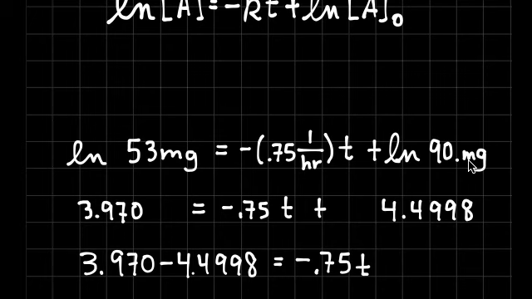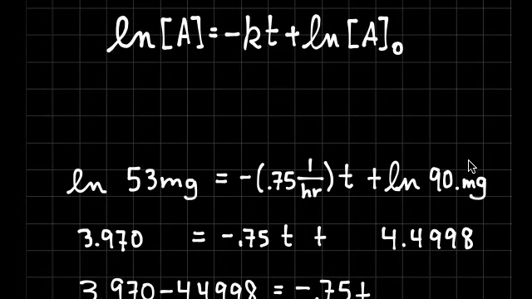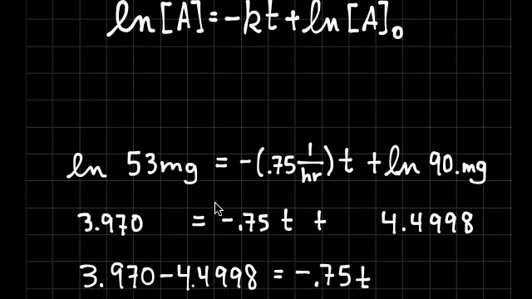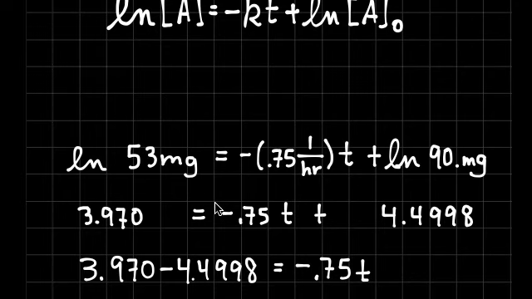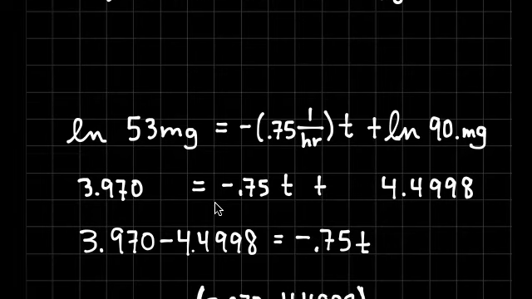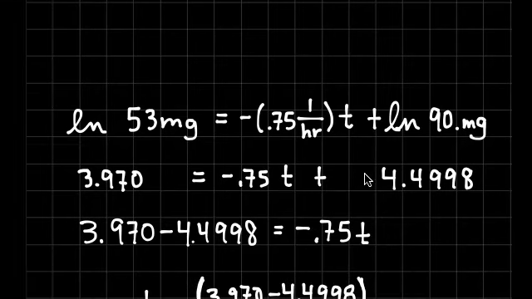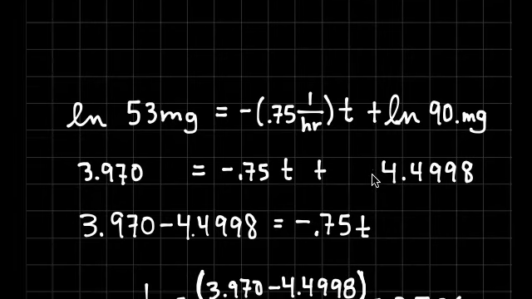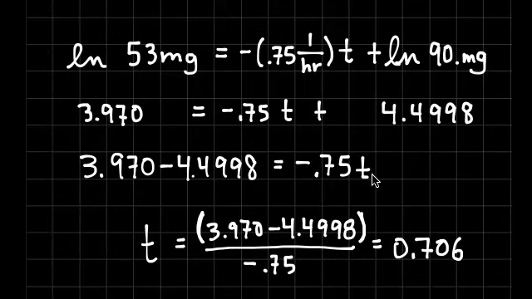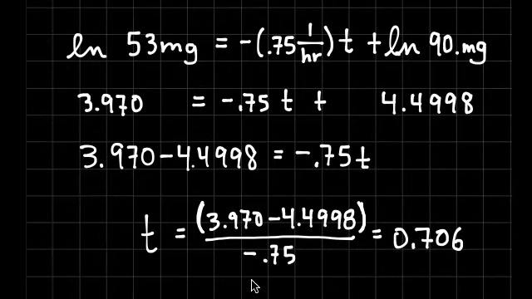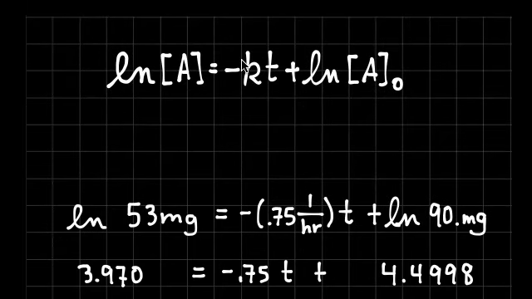Oh, I forgot to mention, isn't it curious how our equation usually references us to the molarity, but it also works with grams, gas pressures, various numbers of different descriptions of amounts of chemical or concentrations. And let's see, I'm trying to solve for t, so I subtract this 4.4998 from both sides and divide by negative 0.75. That negative is part of the equation, if you remember, it's right there.